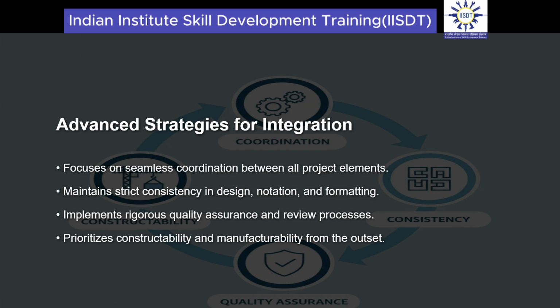The third strategy is quality assurance. This is a proactive process of checking and rechecking your own work. It involves peer reviews, running digital clash detection reports, and meticulously proofreading all text. It's about catching errors before they become problems.